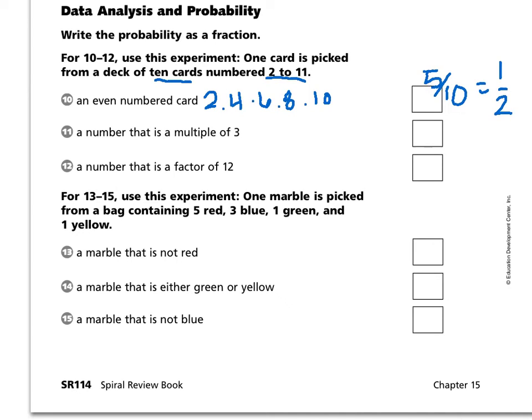A number that's a multiple of 3, which would be 3, 6, 9. So that would be 3 out of 10 cards, or 3/10.